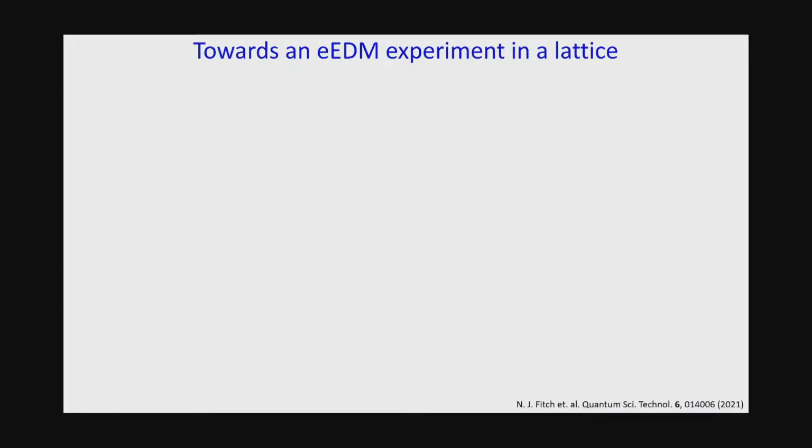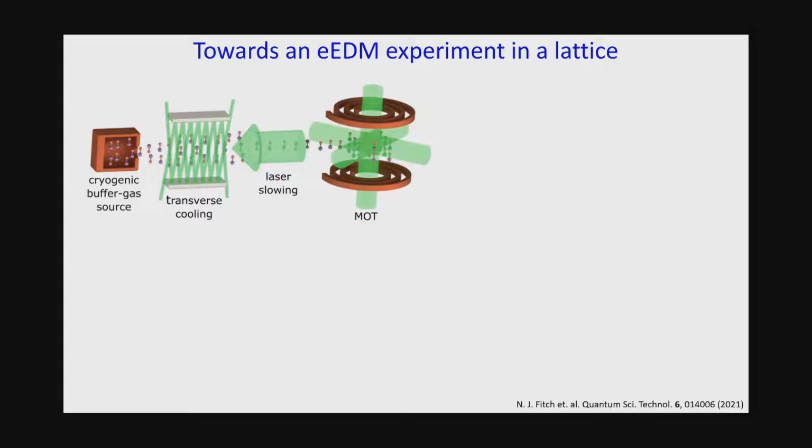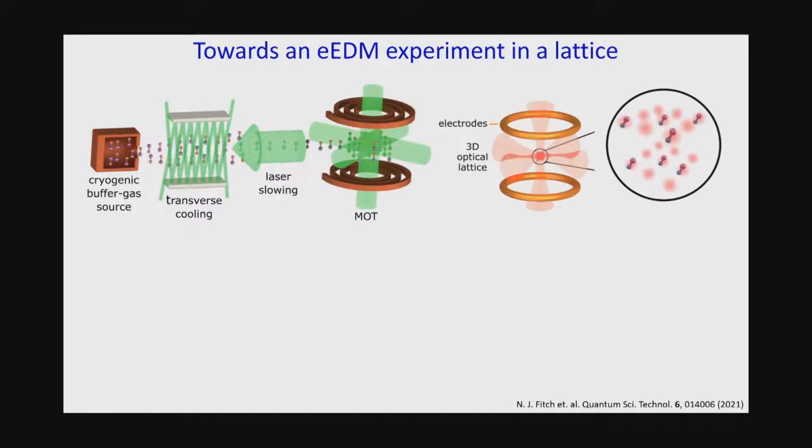Looking further into the future, we think it could be great to do an EDM experiment in a trap with these same molecules, an experiment in a lattice. To do that, we plan to produce the YbF molecules in a magneto-optical trap and then transfer them to an optical lattice and do the EDM experiment in the lattice. This is somewhat new for us, but we've started working in this direction. I'll just show you a few highlights here.